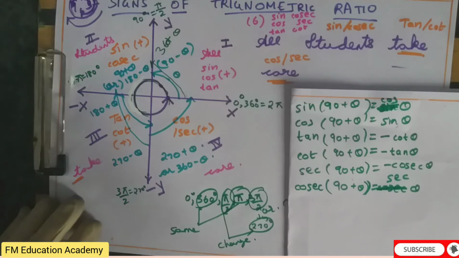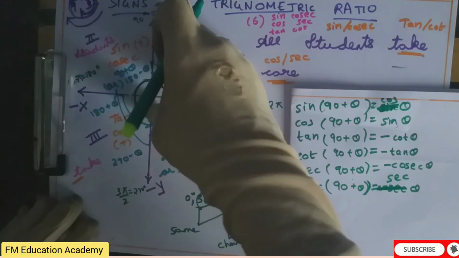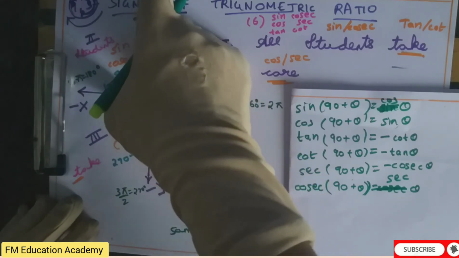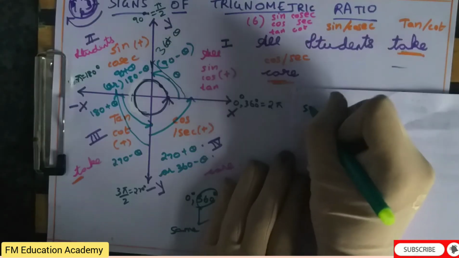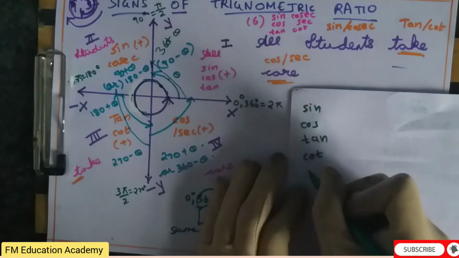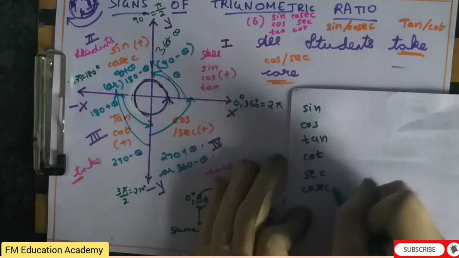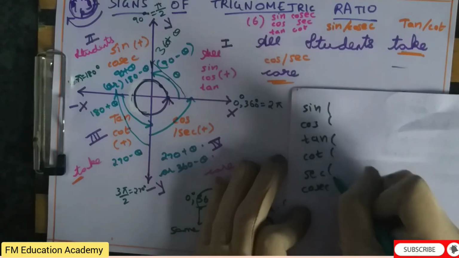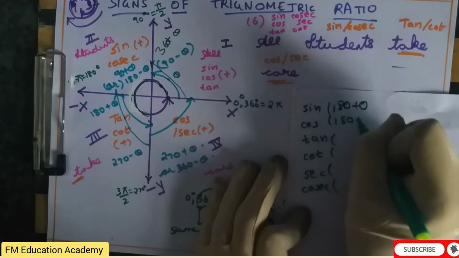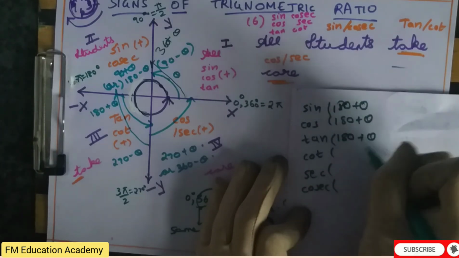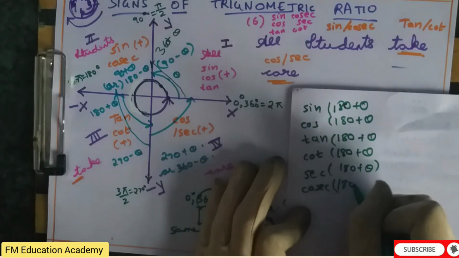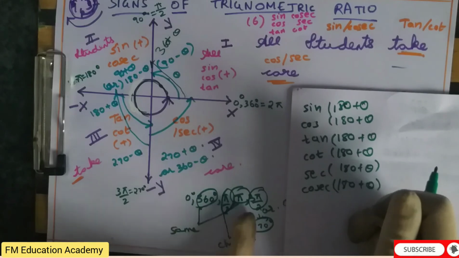Moving to the third quadrant, we have two things, right? One, we can have 180 plus theta. So first we'll do 180 plus theta, and then we'll do 270 minus theta. Sine, cos, tan, cot, secant, cosecant. So 180 plus theta for everything. Now we have seen that whenever it is 180, 180 will remain 180 only.